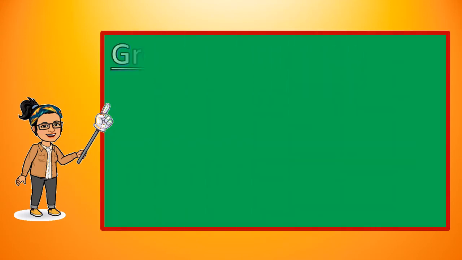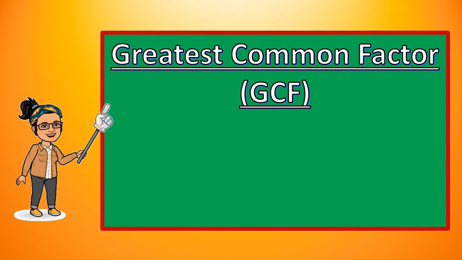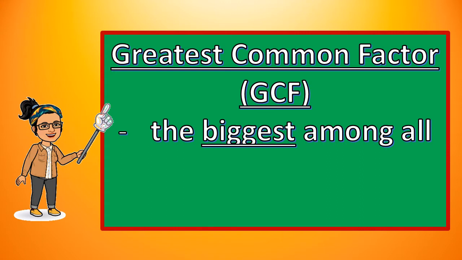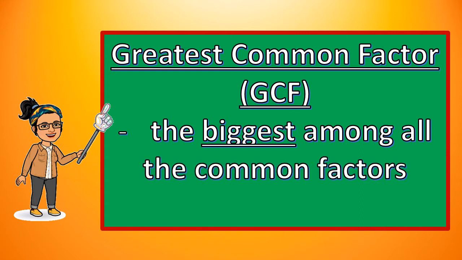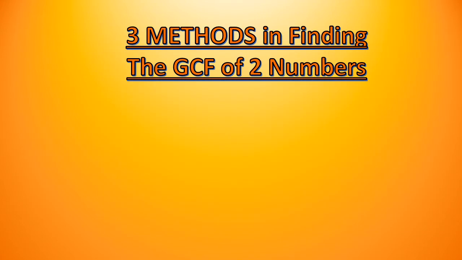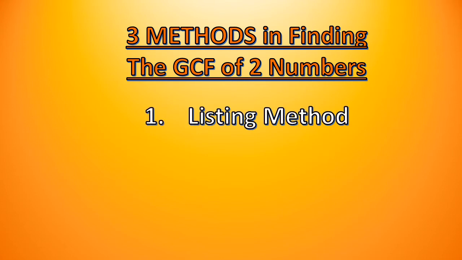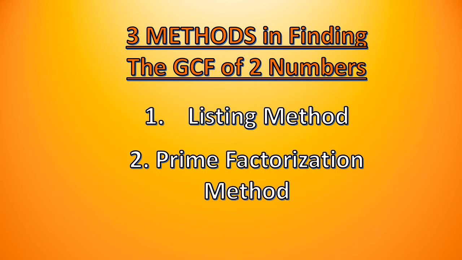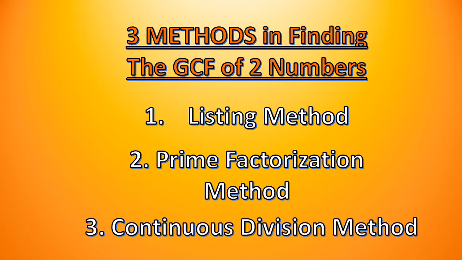Okay, let's define greatest common factor or GCF. So when we say greatest common factor or GCF, it is the biggest among all the common factors of two numbers. There are three methods in finding the GCF of two numbers. In our past lessons, we have already discussed the listing method and the prime factorization method. Today, we will be discussing the continuous division method.